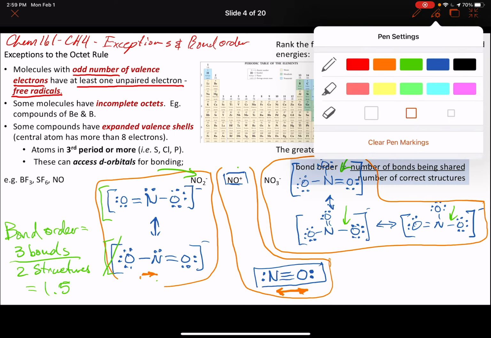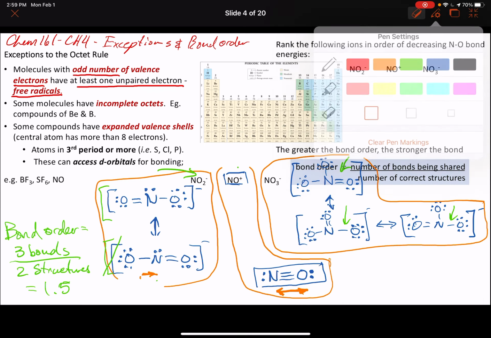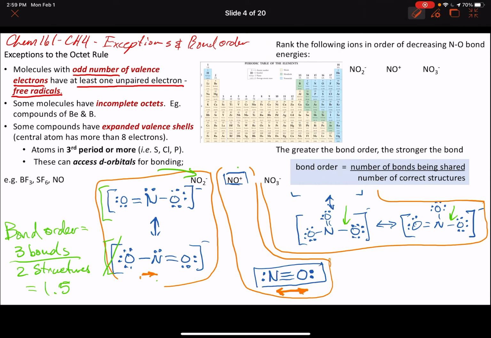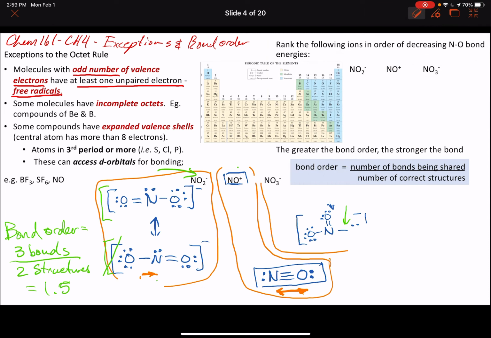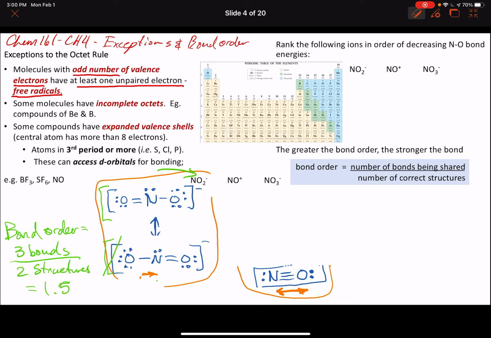Here you see our bond order equation that we've already established. So we'll just make some room here. Bond order was the number of bonds being shared across those resonance structures divided by the number of those resonance structures. So we saw that in those 2 examples of nitrite and nitrate.